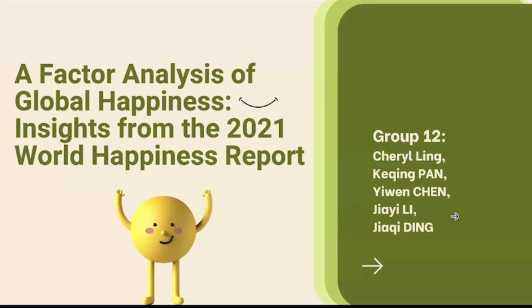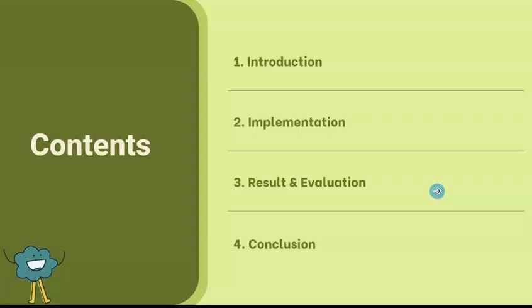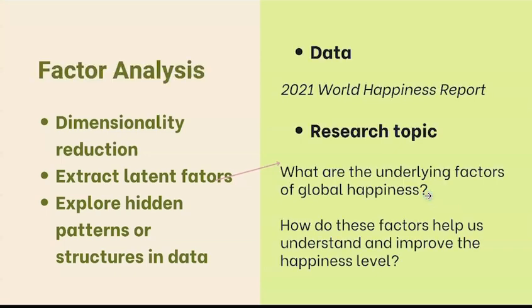So, hi everyone, my name is Cheryl and this is Group 12's presentation. Today we're going to talk about a factor analysis of global happiness. Today's presentation will include 4 parts, which are introduction, implementation, result and evaluation, and the conclusion. Let's get into the introduction part. I want to talk about what factor analysis is first. It is a dimensionality reduction technique by extracting latent factors to explore hidden patterns in the data.